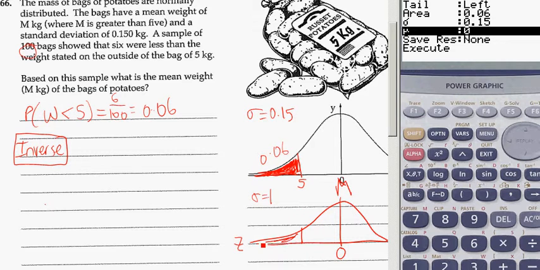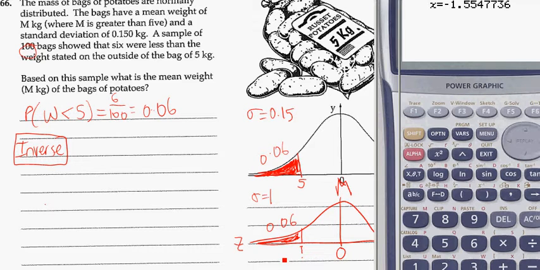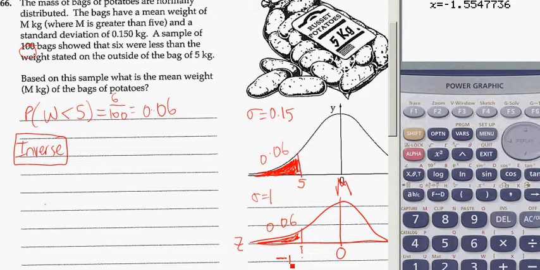Now we'll copy down the same information, and what we need to find is, on this Z curve, with a mean of 0 and standard deviation of 1, what value on the Z curve corresponds to the 5 on the weights curve. So now we can enter our standard deviation of 1, mean of 0, and it corresponds down here to a Z value of negative 1.555, rounded to 3 decimal places.